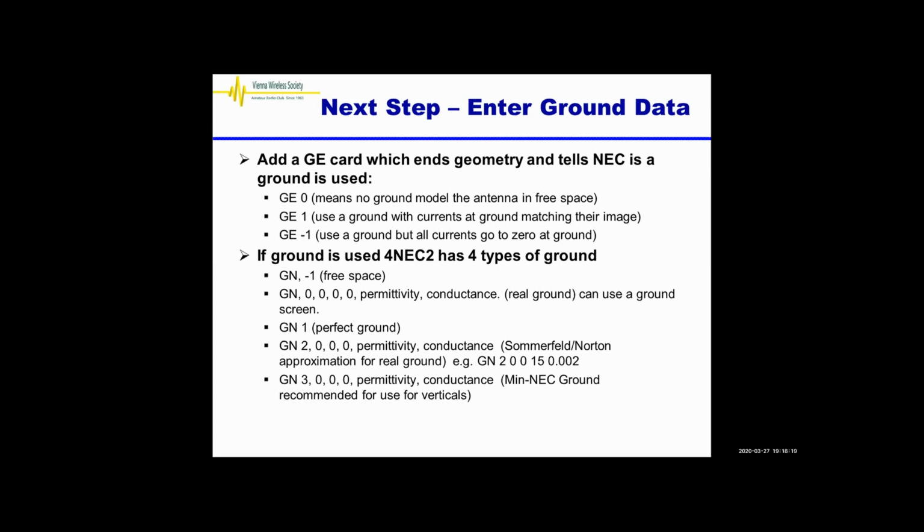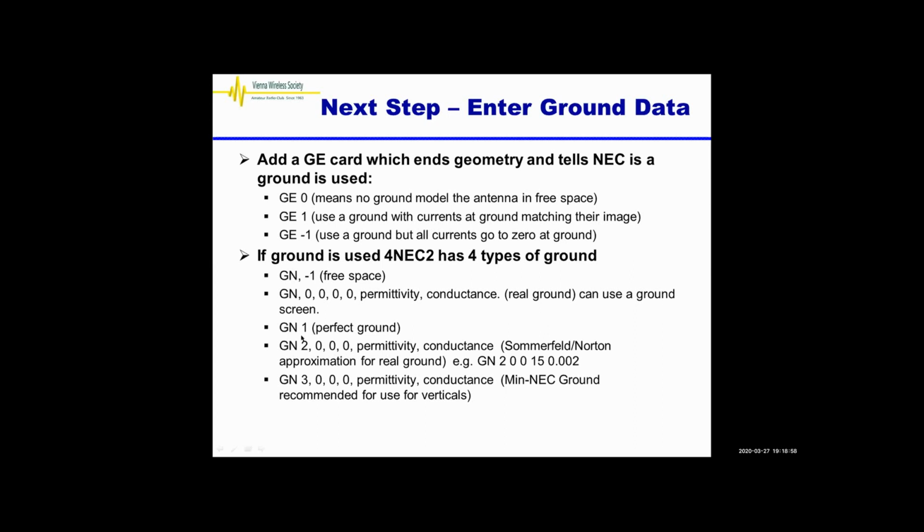There actually are 4 different kinds of grounds, and we use a GN card to tell it which. This gets kind of important, and we'll show you some examples at the end of the presentation. GN -1 is what I put in if I'm doing free space. If I want a real ground, I can use a GN 0, and the 0, 0, 0, as you can see here, is followed by the value of permittivity and the value of conductance for the ground. This also allows you to use a ground screen.